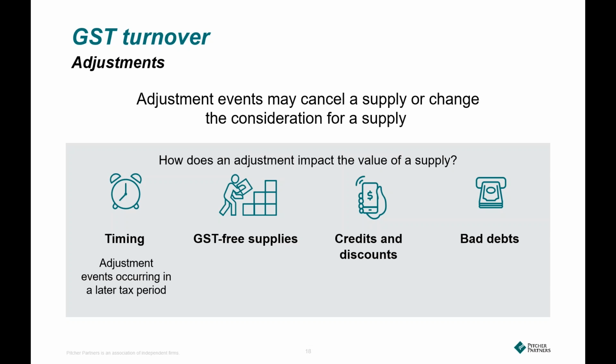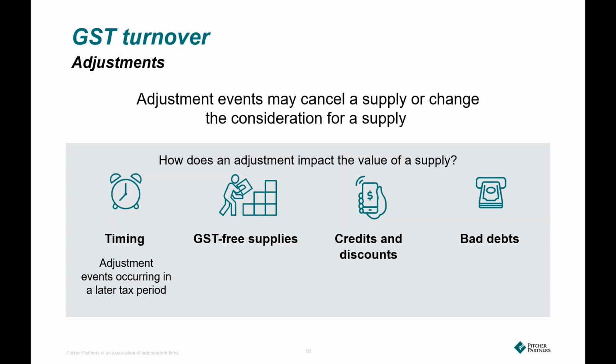There is, however, a critical difference between discounts and credits versus bad debts. So the GST legislation does allow for a bad debt adjustment where a debt has either been written off by the supplier as bad or it has been outstanding for more than 12 months. So by writing off that debt, the supplier does get effectively a GST credit equivalent to the amount of GST that's been remitted on that supply.